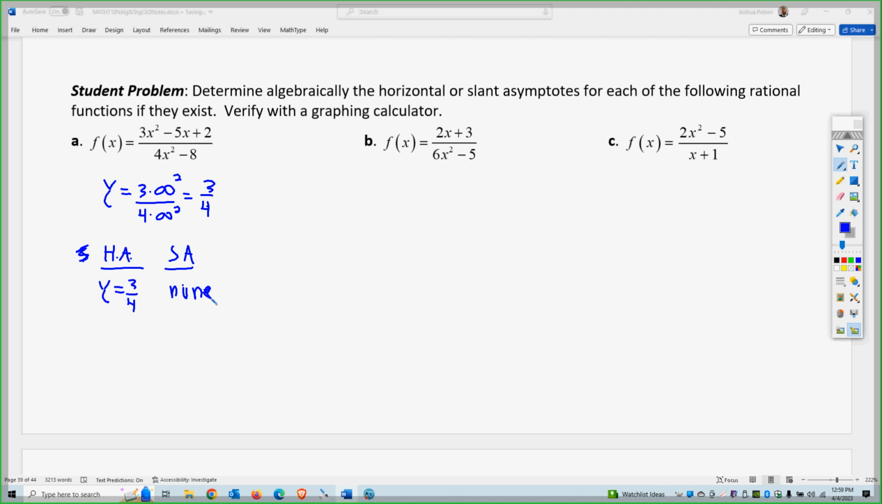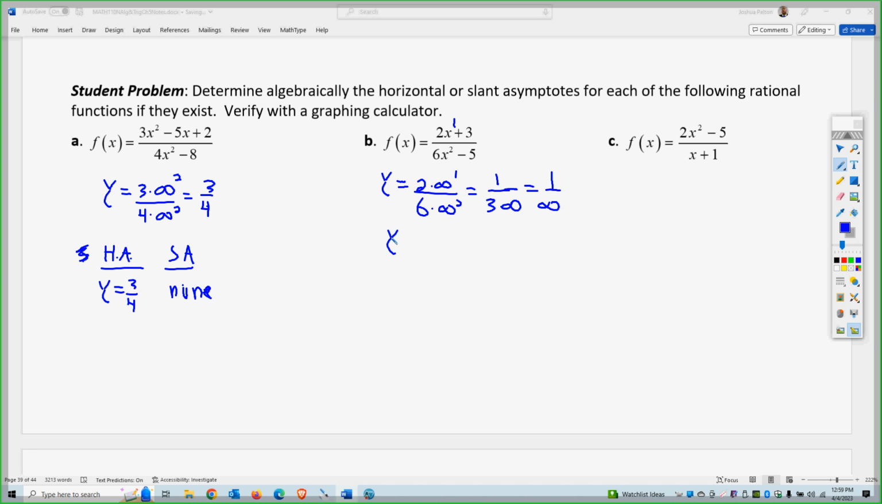Okay, so if I look here, the numerator is smaller than the denominator. So therefore, we're going to have a slant, right? Can you prove it to yourself? You can do y equals 2 times infinity to the 1 over 6 times infinity squared, which is 1 over 3 times infinity, or simply 1 over infinity.